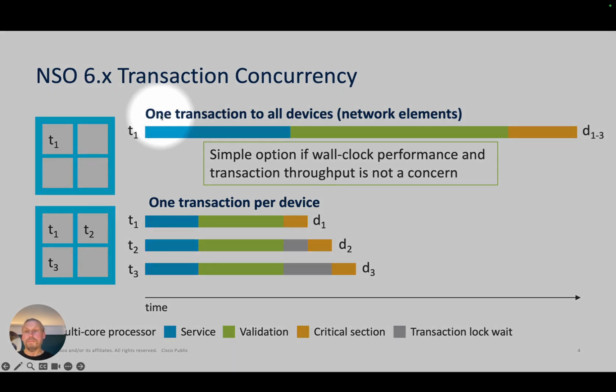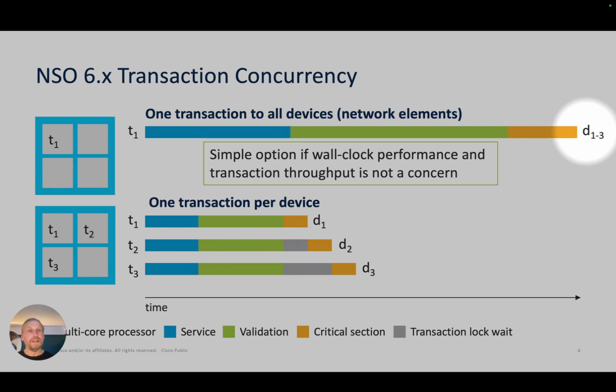So if you have one transaction updating, for example, 3 service instances that map to 3 devices, that can be done in this way, where it will take some time to update all 3. That will not be done in parallel in that case. You do the service create one by one, then the validation one by one, and then the critical section is done one by one again, and the devices will be updated. What will be done in parallel here is the updating of the devices.